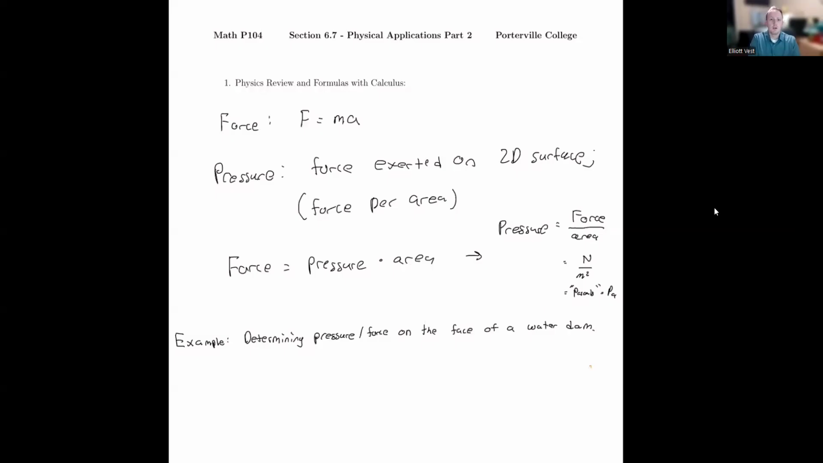Hello, everyone, and welcome to the second part of section 6.7. Like I said, this physical application section was a little bit longer than I anticipated, mainly because there's a lot of background on the physics side of things. So applying that background to these problems, it's a little bit tougher to rearrange all the formulas. There's one more kind of problem we haven't really discussed yet.